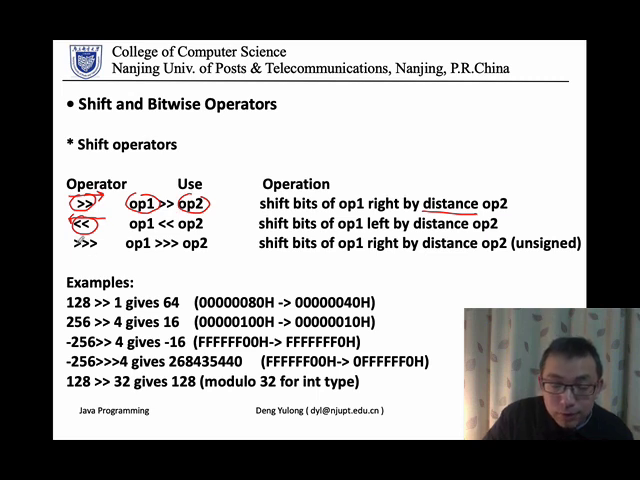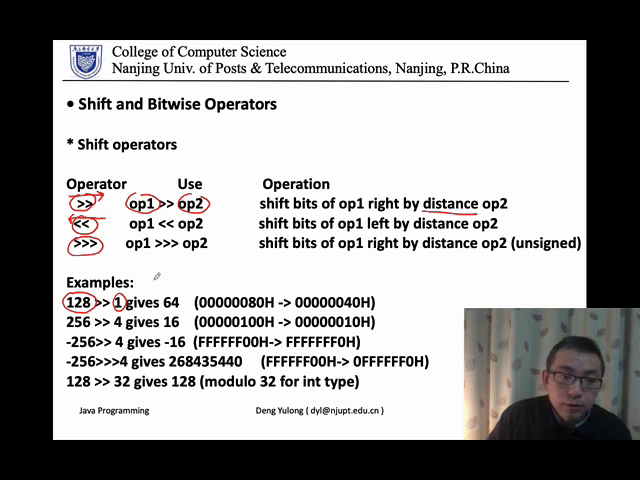If we want to do logical shifting, we use a different sign, this one, from left to right. We do the logical shifting operation. They are different. I'll give you an example to show the difference between them. Suppose we have the number 128, which is the number we want to shift, and the distance is 1.